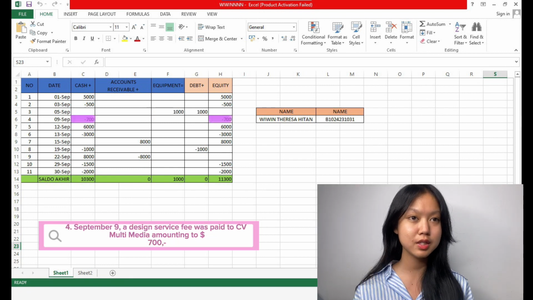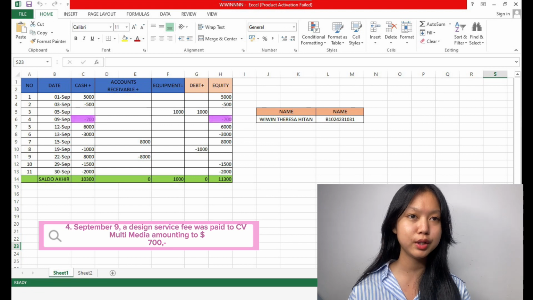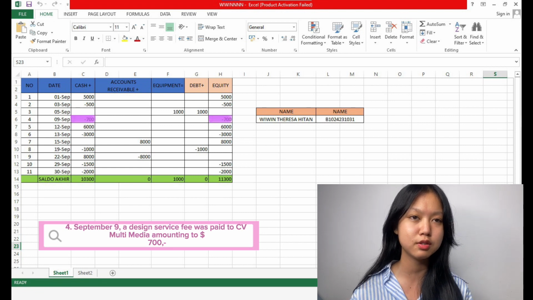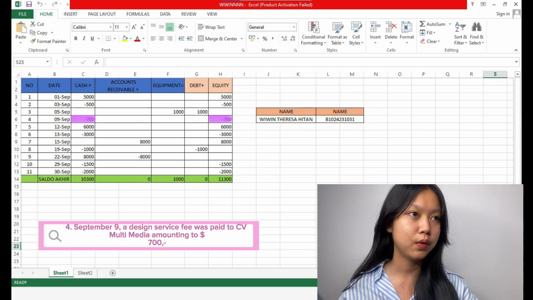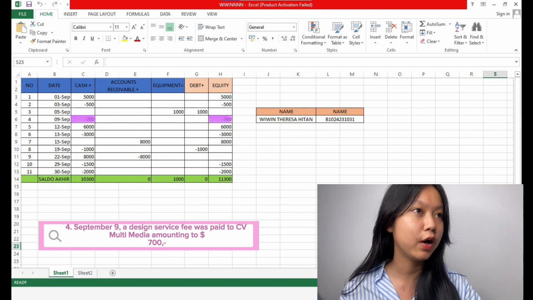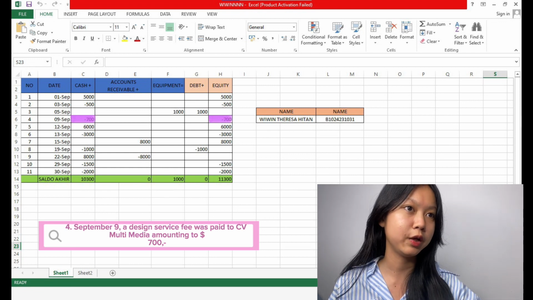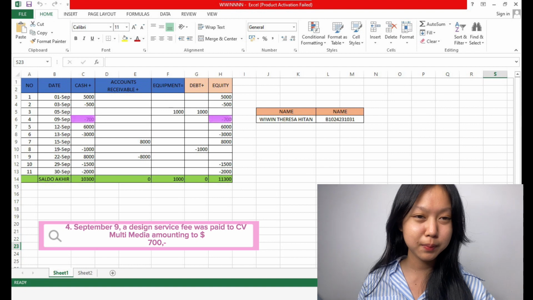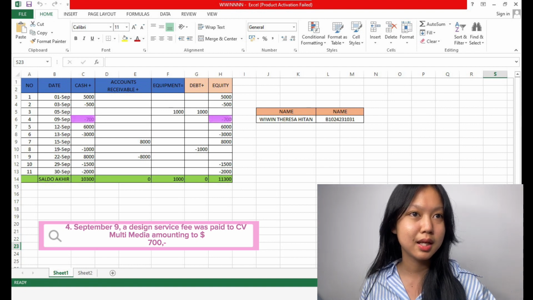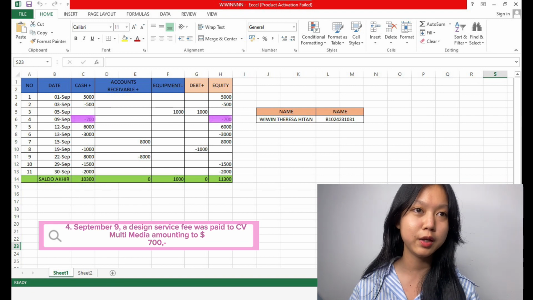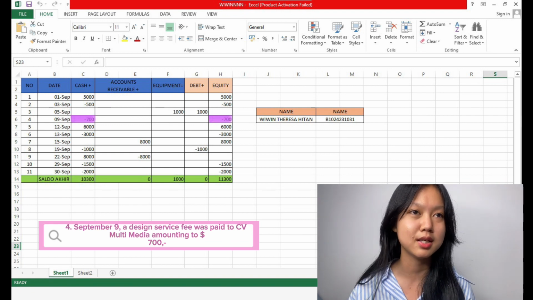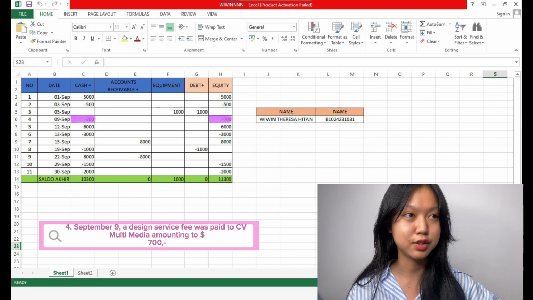Next, the 4th transaction, which is on 9th September, there is a design service fee paid to Sylvia Multimedia amounting to $700. So on the table, we put it on the cash account and also the nominal on an equity account. But it's also minus here because we reduce the cash and also the equity. It is the same case as the second transaction.